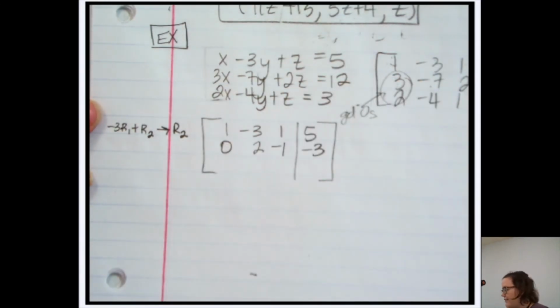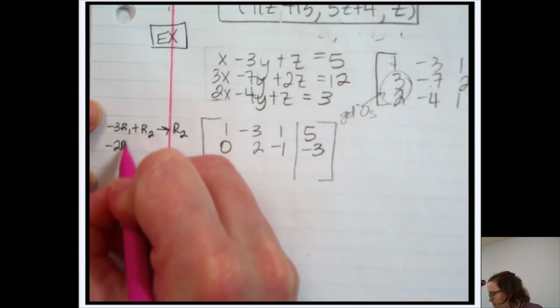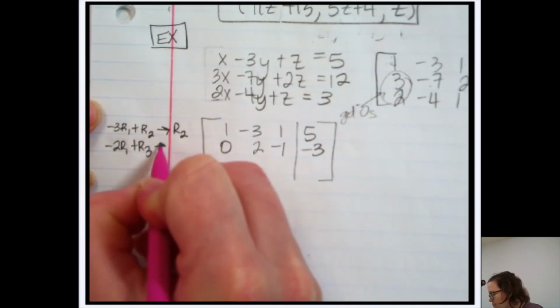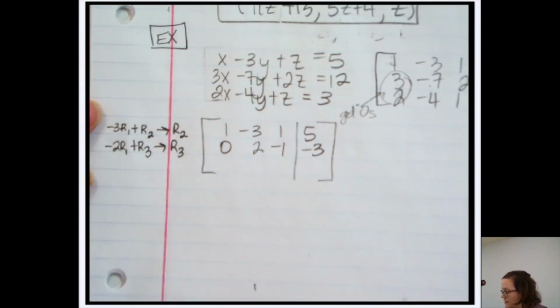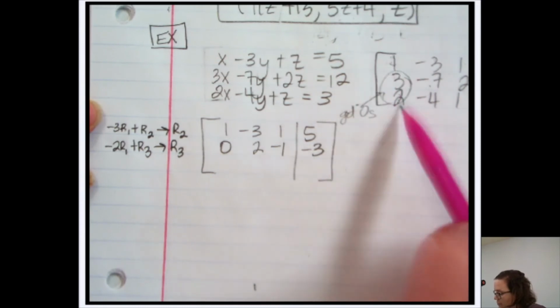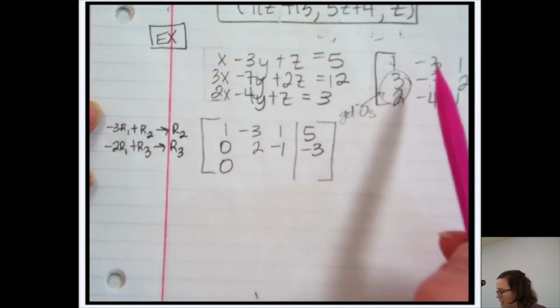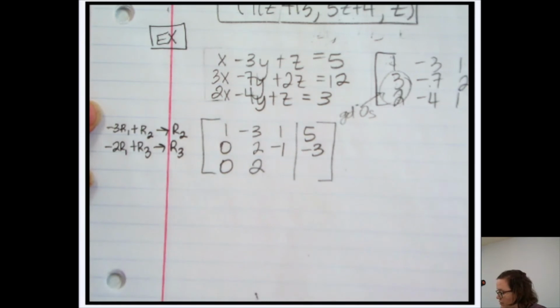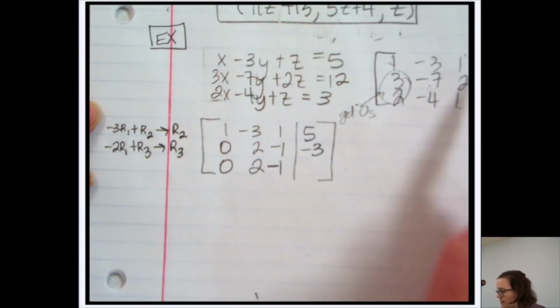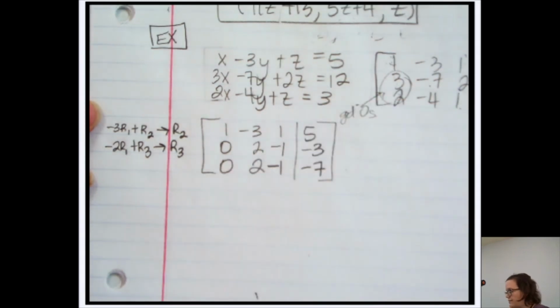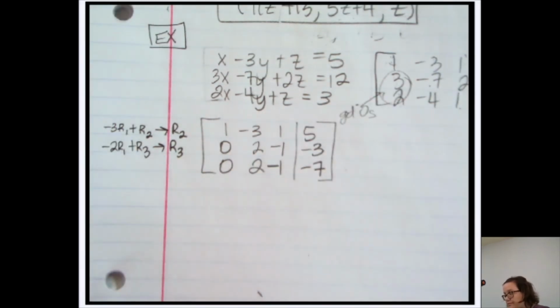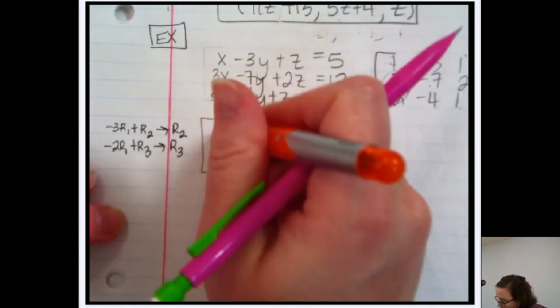Okay. Now we need opposites here with 1 and 2. So let's take -2 times row 1 and add it to row 3, because that's how we get opposites. Okay. So -2 plus 2 is 0. And this is 6 minus 4 is 2. And -2 plus 1 is -1. And -2 times 5 is -10. -10 plus 3 is -7. Okay. So here we have our 1, 0, 0.